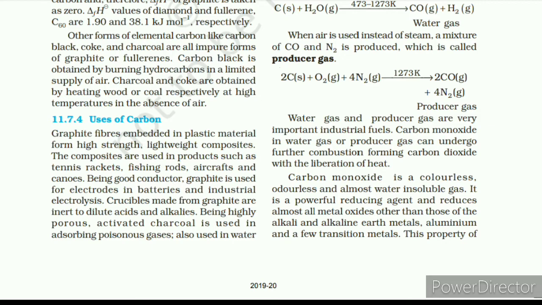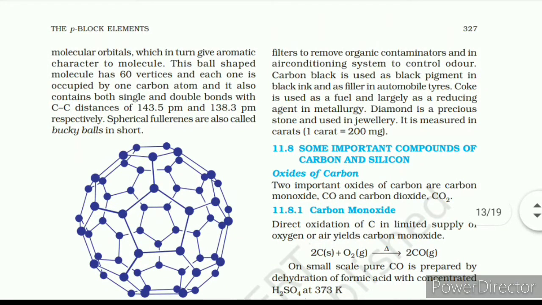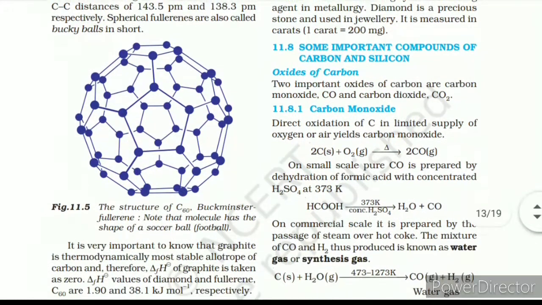11.8 Some important compounds of carbon and silicon. Oxides of carbon. 2 important oxides of carbon are carbon monoxide and carbon dioxide. 11.8.1 Carbon monoxide. Direct oxidation of carbon in limited supply of oxygen or air yields carbon monoxide. On a small scale, pure carbon monoxide is prepared by dehydration of formic acid with concentrated H2SO4 at 373 Kelvin.